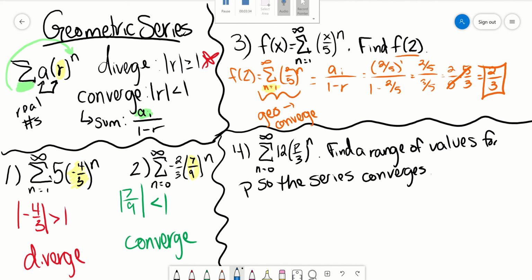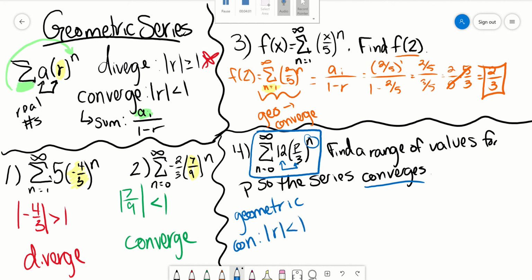Something I think you have a potential to see this year, just because of the format of the AP exam, is one like number 4. They give you this series, and we're trying to find a range of values for p to make the series converge. When we look at this, we have a number times a number to the n, so that means it is a geometric series. Geometric is going to converge when the absolute value of r is less than 1. Absolute values can be kind of confusing. What that really means for r is it has to fall somewhere between -1 and 1. Because if r is -2/3, the absolute value of -2/3 is 2/3, and it falls within that range.